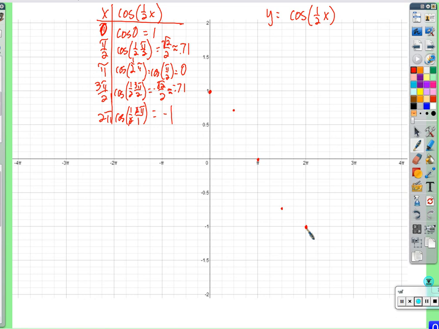How much of a cycle is that? We know what the cosine wave looks like, right? That's a half of a cycle, not a full cycle. You can just keep repeating that shape. So half of a cycle is 2 pi, so how much is the full period? 2 of those, which is 2 times 2 pi, which is 4 pi.